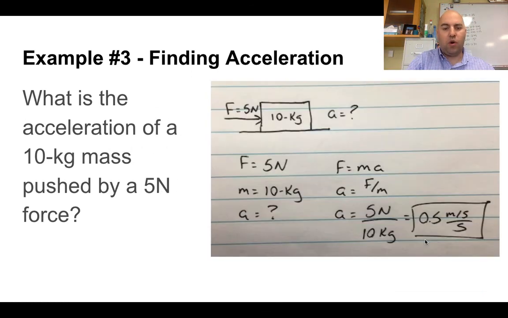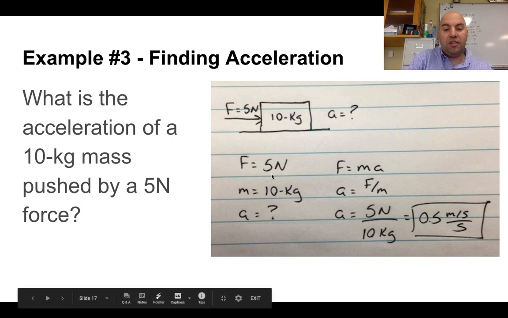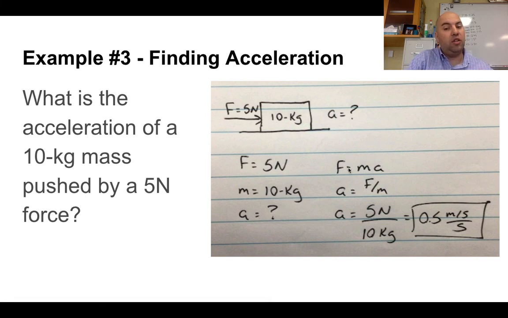Okay, last one. If I am trying to find the acceleration of a 10 kilogram mass that is being pushed by a 5 newton force, same idea as before. I know what the force is, I know what the mass is, and I'm trying to find the acceleration. And I just use a little bit of algebra to manipulate this, and I end up with acceleration equals force divided by mass, and I get 5 newtons divided by 10 kilograms, which gives me 1/2 meter per second squared.